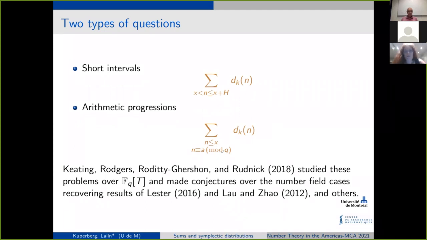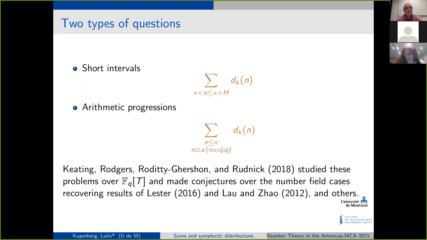These problems were studied by Keating, Rodgers, Roditty-Gershon, and Rudnick in the context of function fields, so over F_q[t]. The results they obtained allowed them to make conjectures over the number field cases and recover some results of Lester for the first problem and Lau and Zhao for the second problem, and other people.